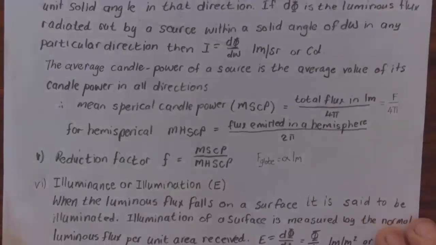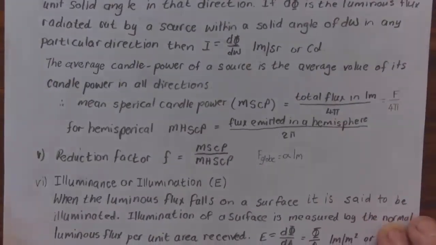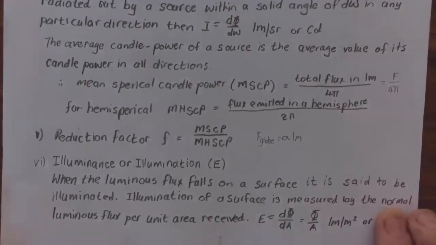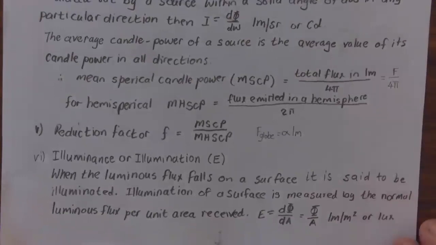The average candle power of a source is the average value of its candle power in all directions. The mean spherical candle power is the total flux in lumen divided by 4 pi, which is F divided by 4 pi. For a hemispherical source, it is the flux emitted in a hemisphere divided by 2 pi. The reduction factor is the mean spherical candle power divided by the mean hemispherical candle power.